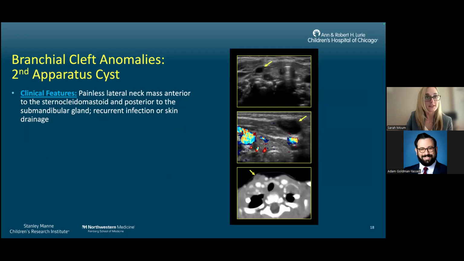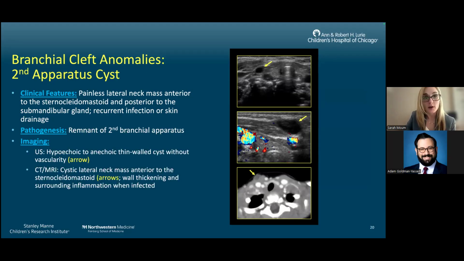All right, moving on to second apparatus cysts. So these present as painless lateral neck masses anterior to the sternocleidomastoid and posterior to the submandibular gland. Patients can present with recurrent infections or skin drainage. These are remnants of the second branchial apparatus.